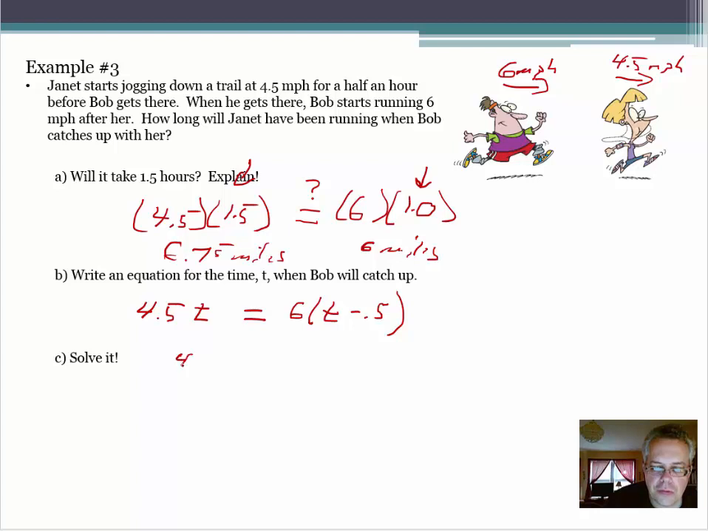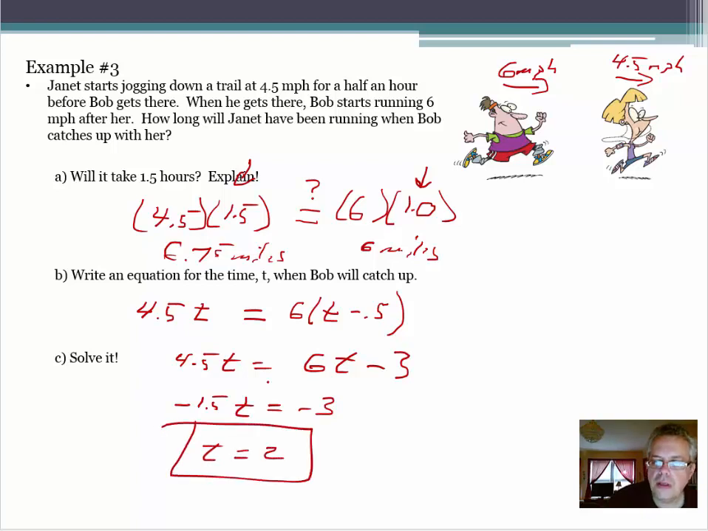So we have to distribute. 4.5t equals 6t minus 3. Then if I subtract 6t from both sides, I get minus 1.5t equals negative 3. And if you divide, you get t equals 2. So after 2 hours of Janet running, Bob catches up with her. They've traveled the same distance.